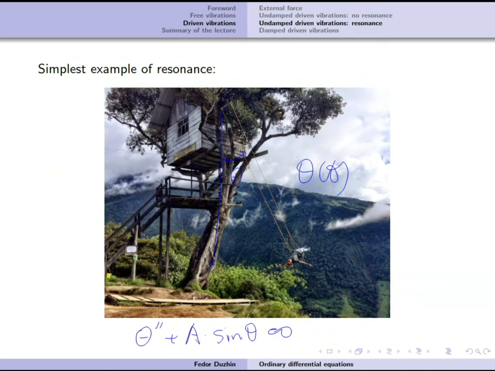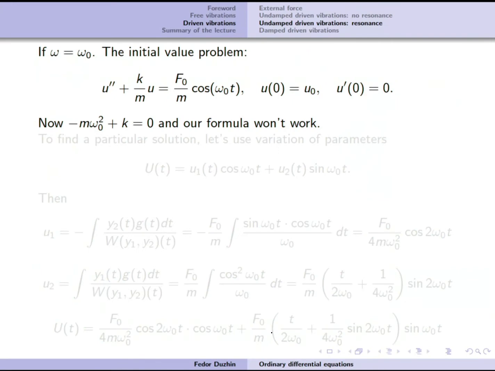But the concept of resonance, I think the physical intuition here is very similar. So let us figure out the mathematics behind resonance. Suppose that we have our initial value problem, and suppose that now the frequency of the driving force, which is in the right hand side of our initial value problem, is the same as the natural frequency of the spring mass system, right? So this omega 0 is just the square root of k over m.